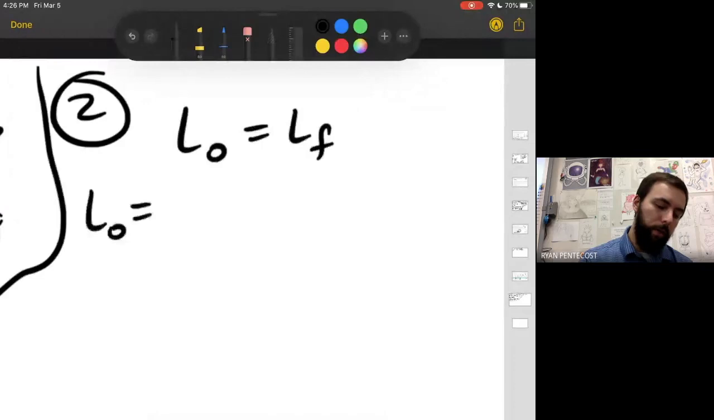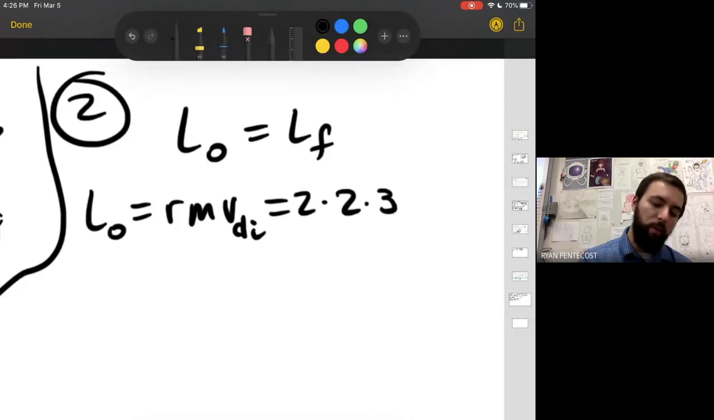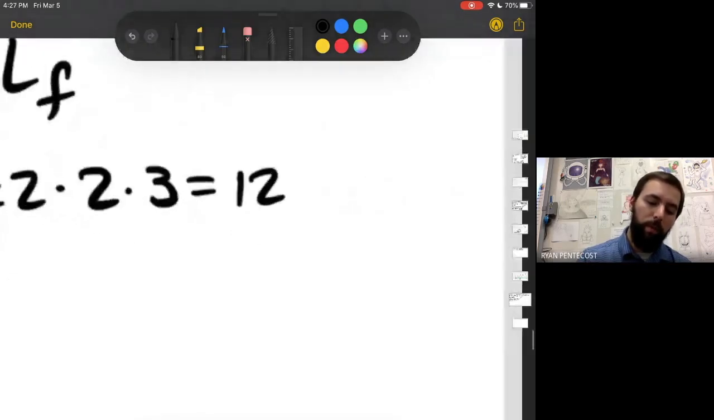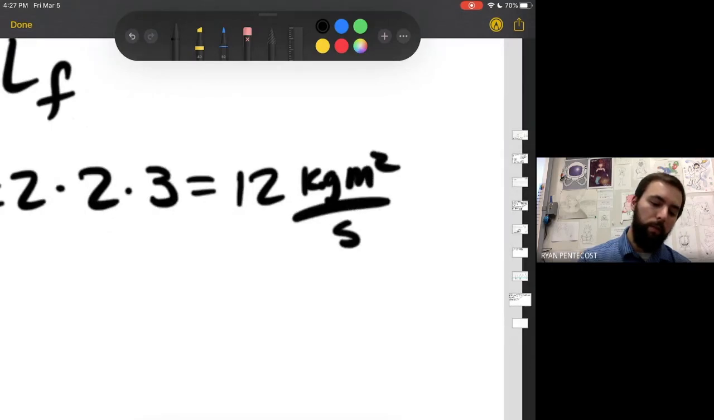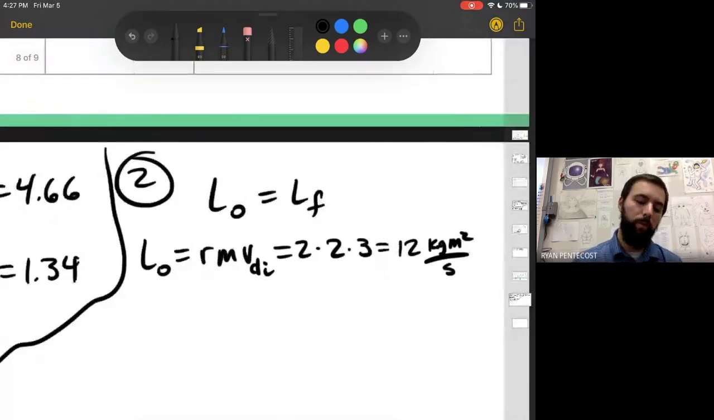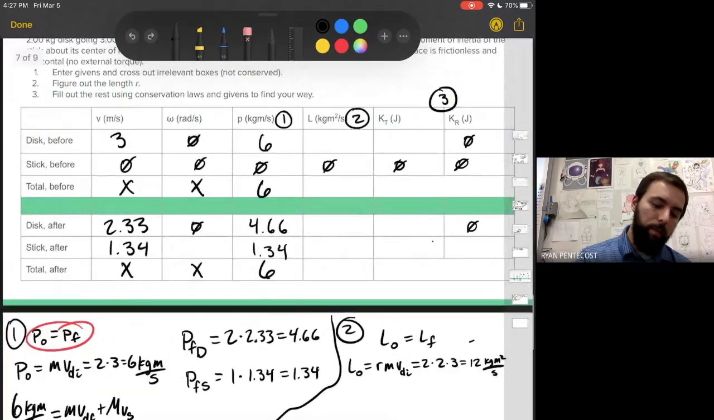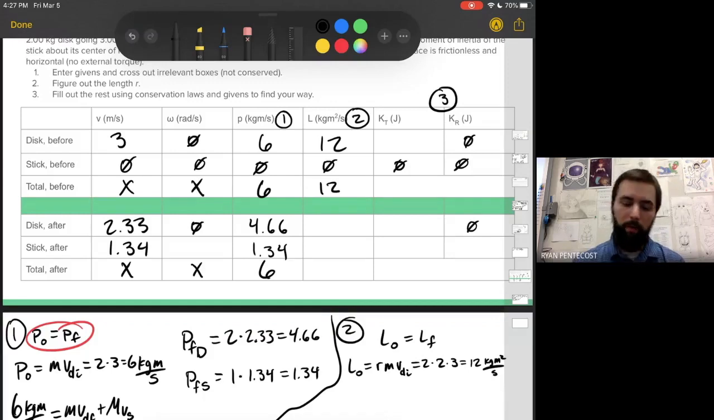L initial will equal R m V_DI. Our radius is 2, our mass is 2, our initial velocity is 3. That gives us an angular momentum of 12 kilogram meters squared per second. Is that right? Yes, that's right. Kilogram meters squared per second. All right, so let's go up here. You have an initial angular momentum of 12, plus 0 is 12, and we also know that down here you will have 12.